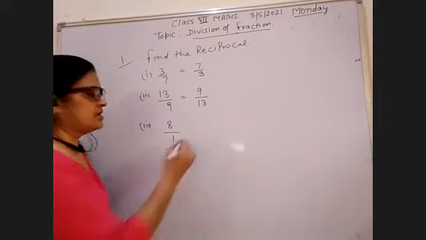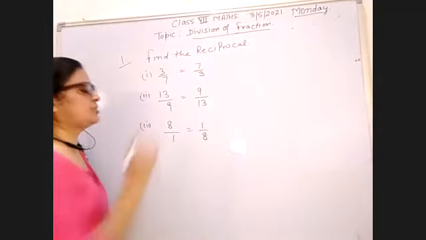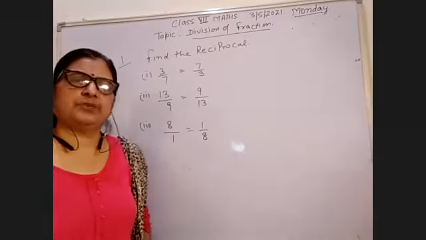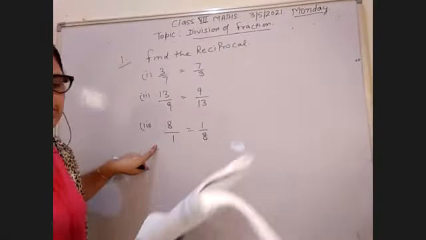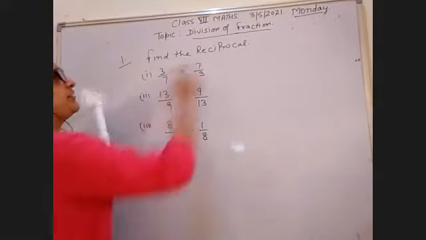And your third question is, when you take the reciprocal of 8, your denominator is given here 1. So how you will write the reciprocal of 8? It is equal to 1/8. Now note down these questions in your notebook. Your question number 1 of exercise 2.4.